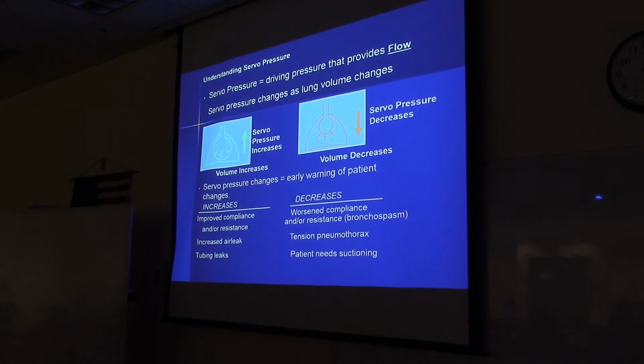Ah, so I guess the next step is knowing what vent changes to make. Servo pressure, yeah. And what do you mean by servo pressure? Is that on the jet? It's on the ventilator. Yeah, you'll see a little thing that says servo pressure. It's monitored. Correct.